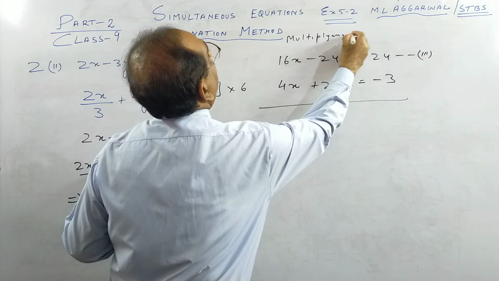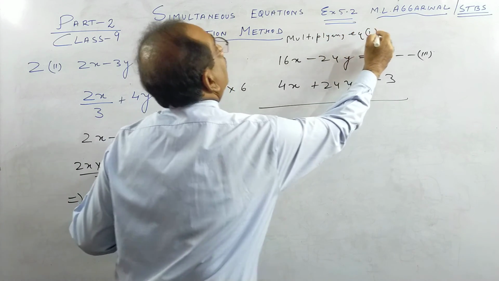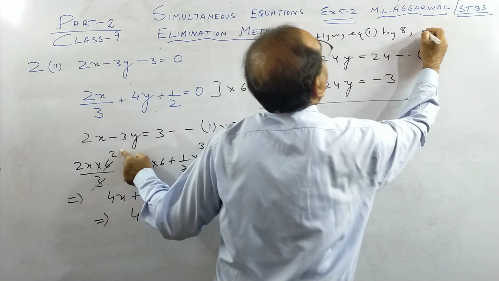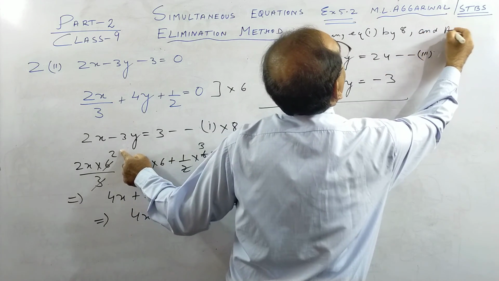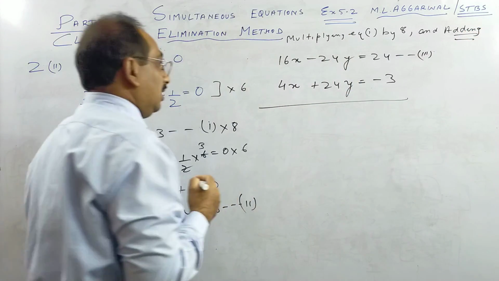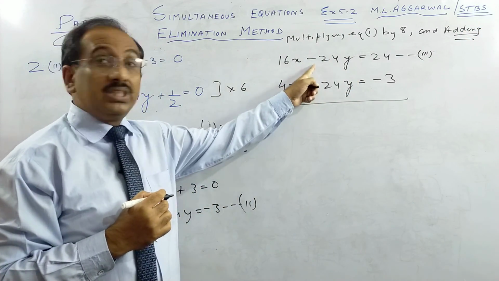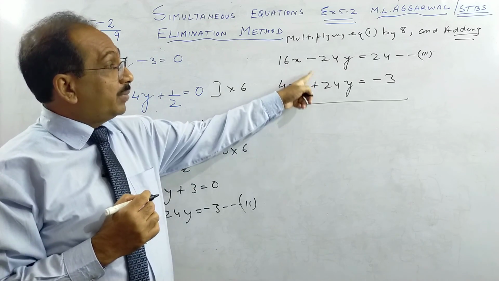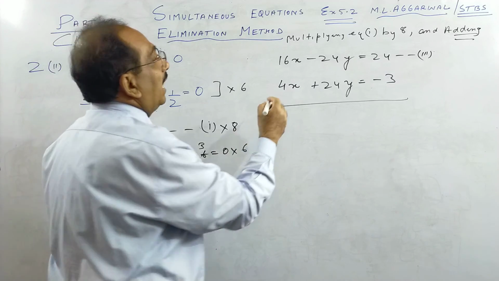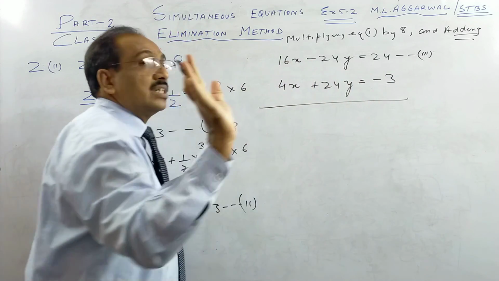Multiplying equation 1 by 8 and adding. And you will say, why adding? This is a very tricky thing. Why? Listen here. They have opposite signs. If you subtract, minus minus will become minus 48. So add them. Don't change the sign.